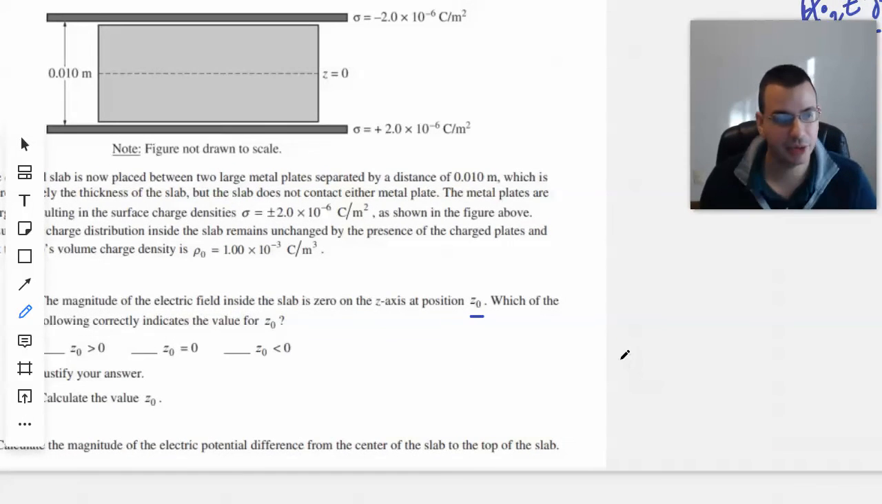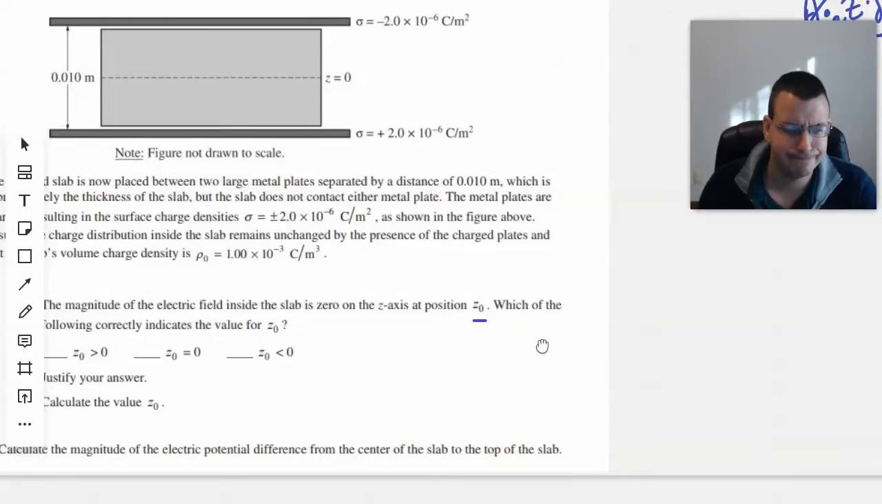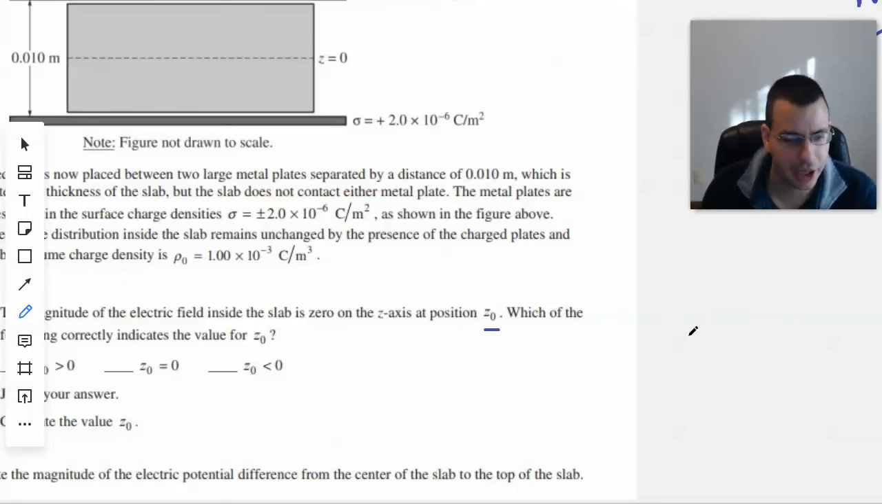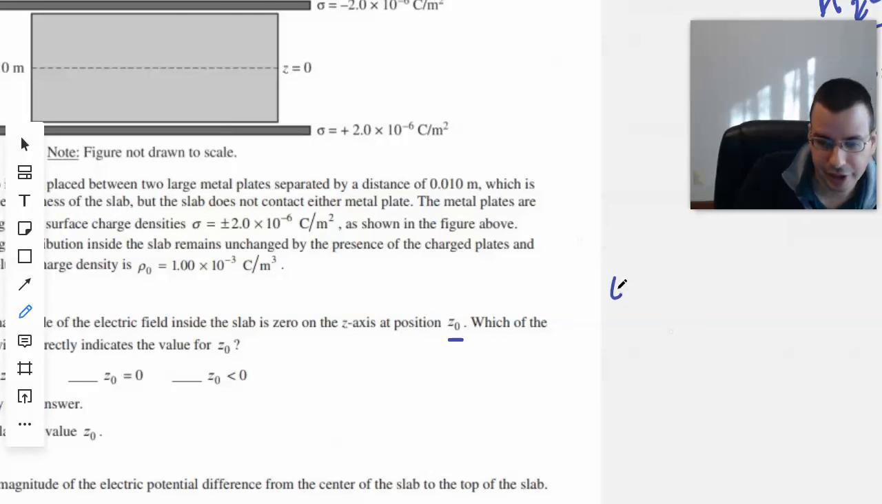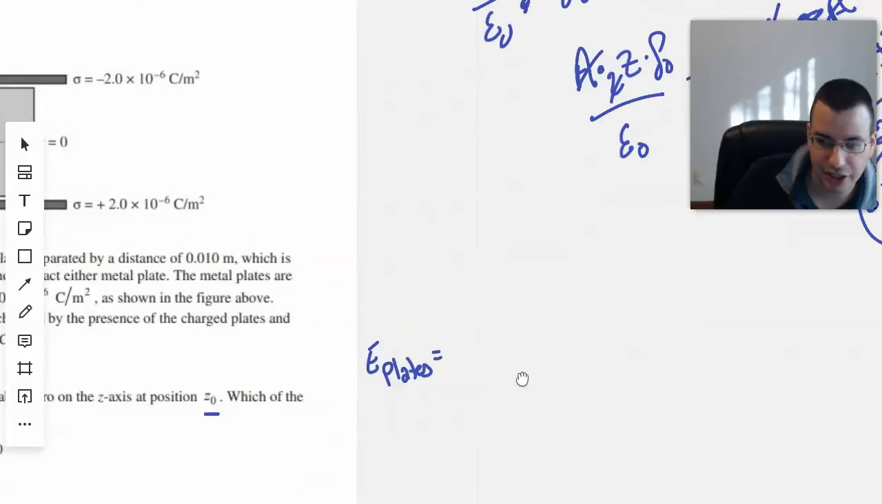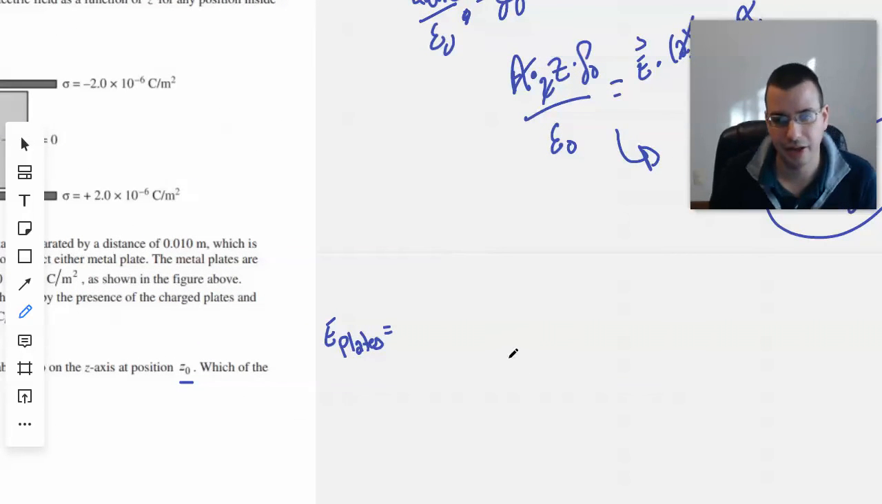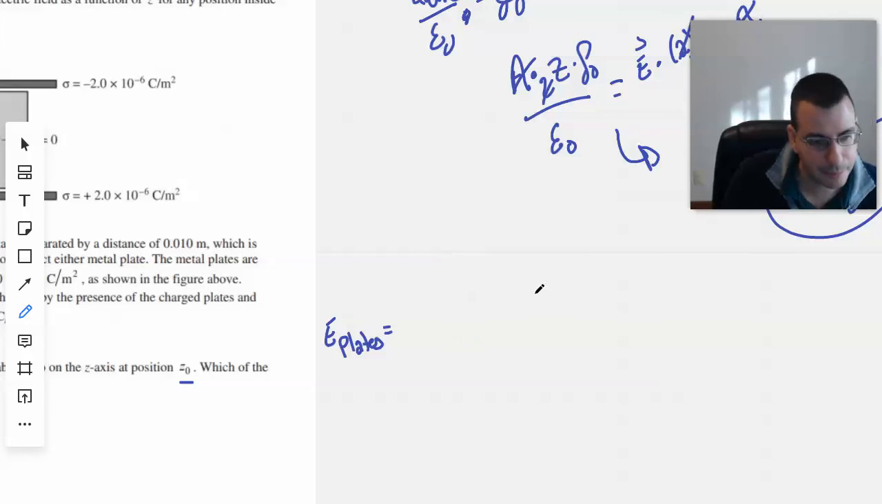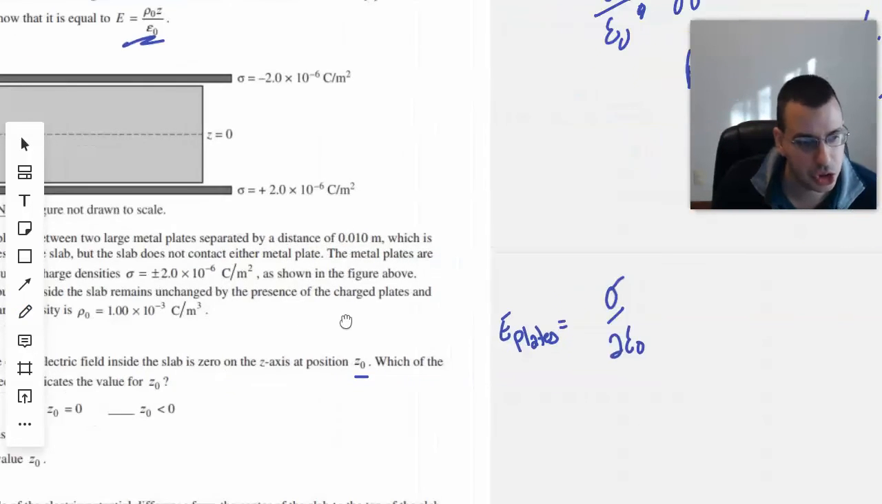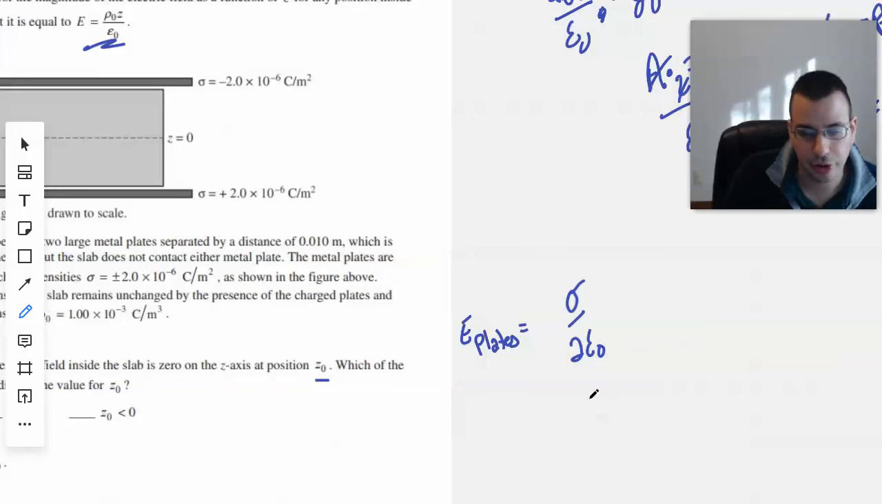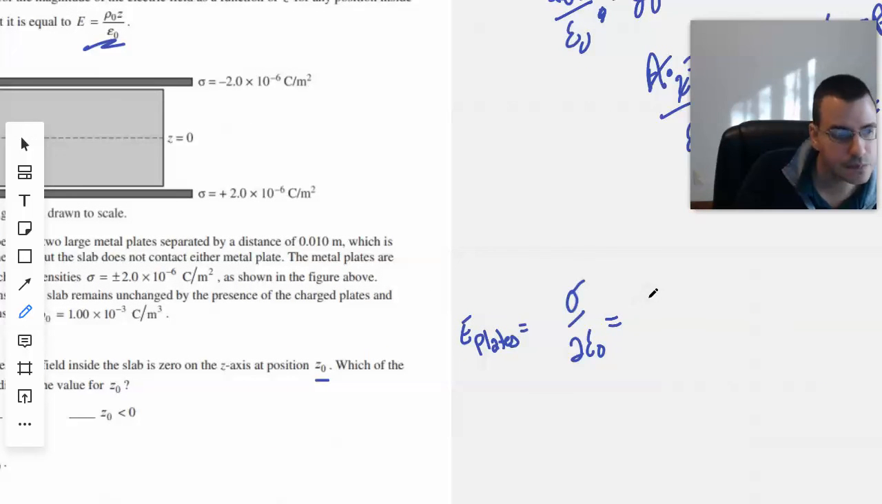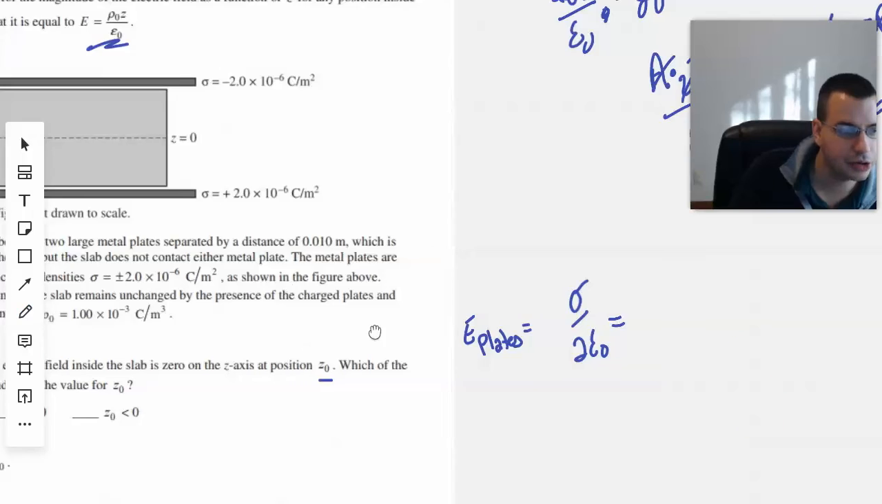Okay. So basically we want to find out if the electric field from the slab is stronger than the electric field from the plates. Interesting. Okay, so electric field of the plates. We know the electric field for an infinite plane is sigma over 2 epsilon naught, but we have 2 of them, and so it will equal, I'm going to draw this out real quick.